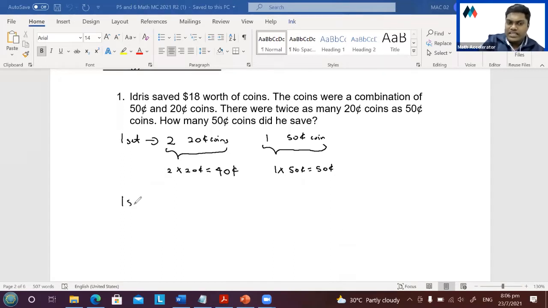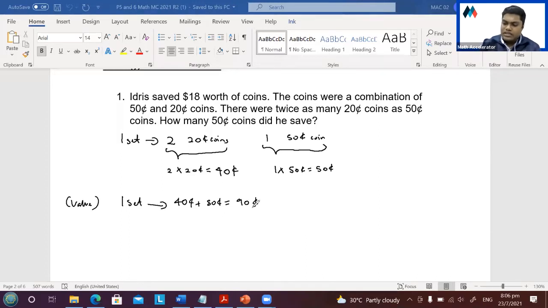In my one set, in terms of the number of coins, I'll have two 20-cent coins and one 50-cent coin. But if I'm talking about the value in one set, can you type in the chat what you think the value of one set will be? Most of you seem to have gotten it. It's 90 cents. Good: 40 cents plus 50 cents equals 90 cents.